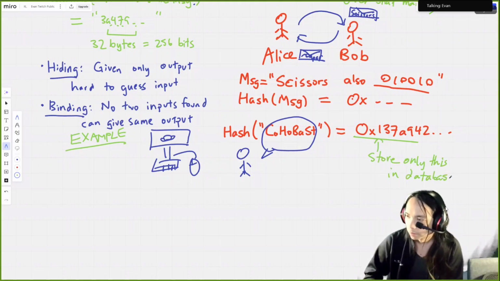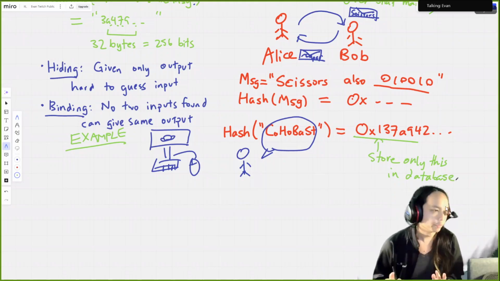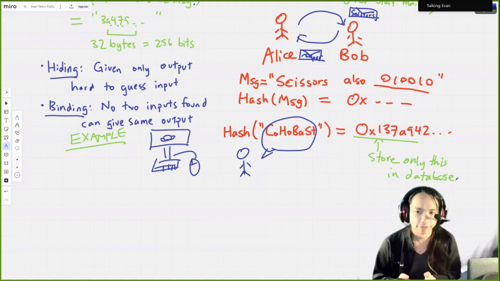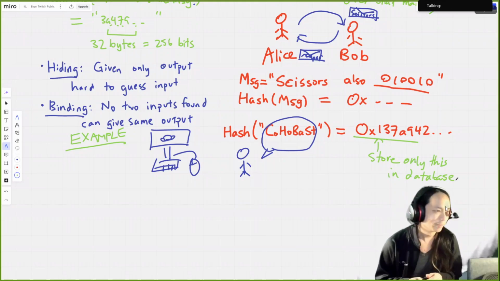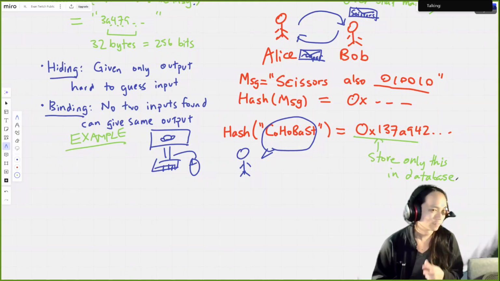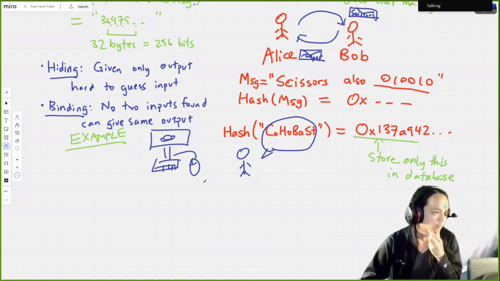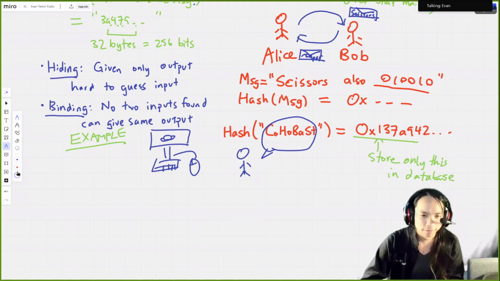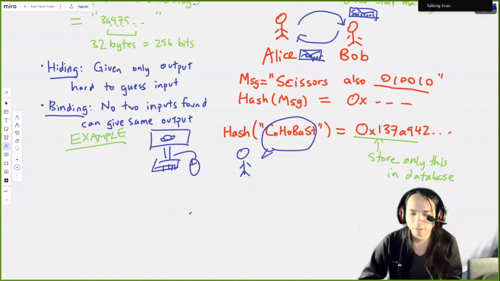Okay, cool. Before I go on, does anyone have any questions about what the purpose of a hash function is, what it does, etc.? Oh, okay. All good. All right. Cool. At this point, I should mention something.